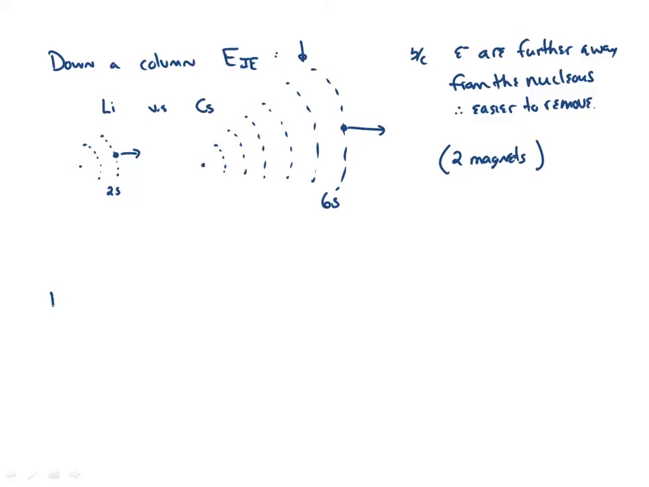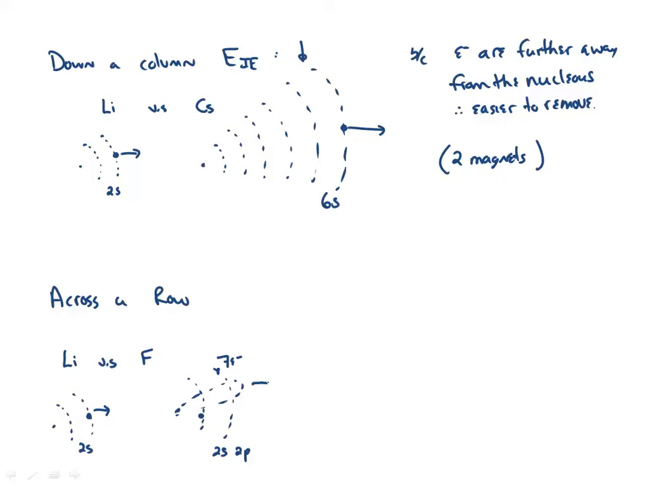What about across a row? So here we're talking lithium versus, say, fluorine. And so again, lithium is still that same 2s electron. But fluorine now, we've got some 2p orbitals in there too. So this is the 2s, 2p, and it's got 7 electrons in that outer shell. So how easy is it to remove, or which one is easier to remove?